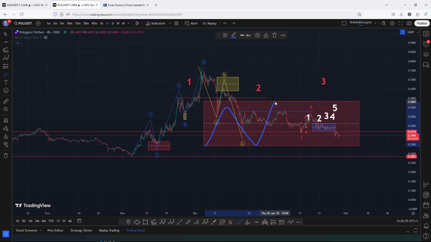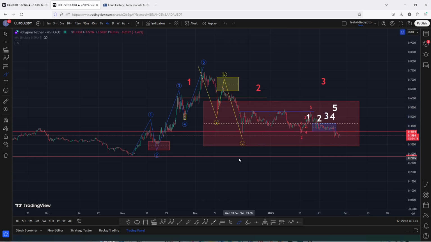And that is all that I'm expecting for the next coming hours here on the Polygon Matic chart. And let's be patient and see how that plays out.